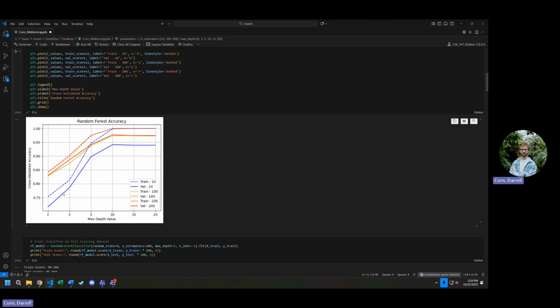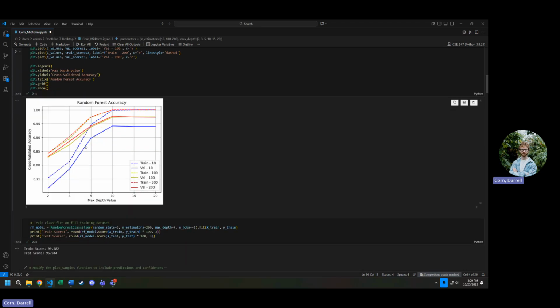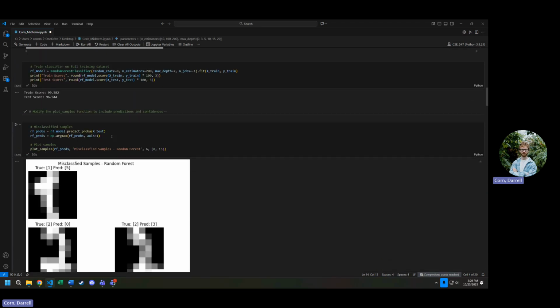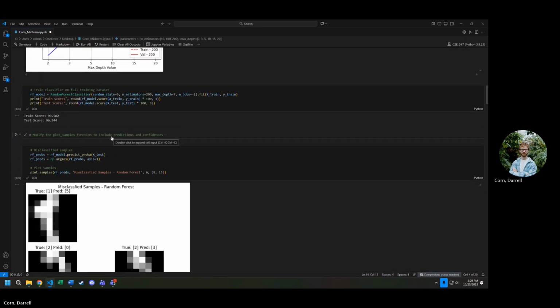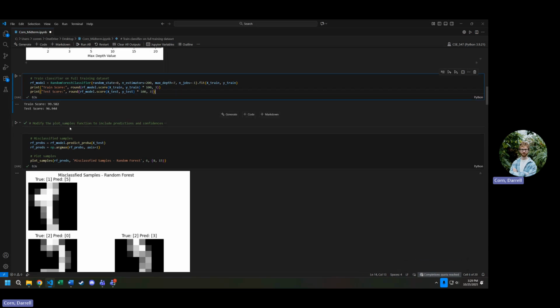Here the different colored lines are the different amounts of estimators. So 10 estimators is blue, yellow is 100, and red is 200 estimators. We will explain that more in the question 5 explanation. Train on the full data set there.